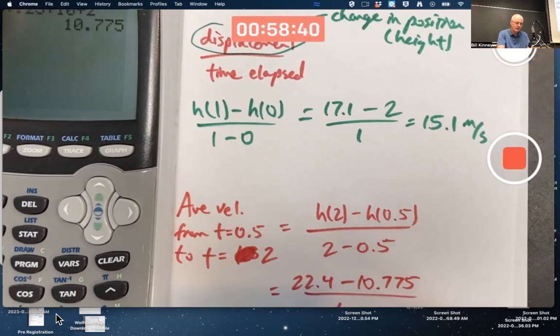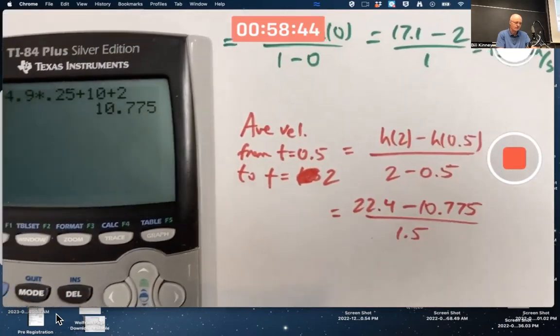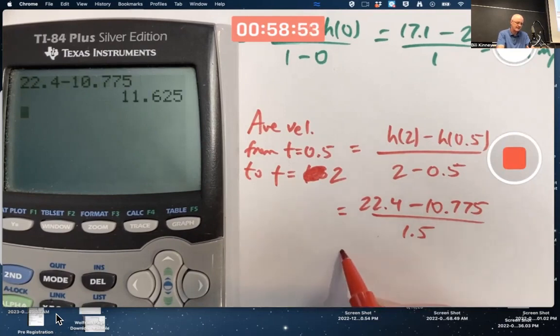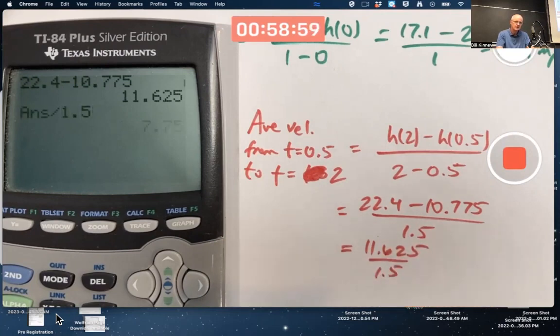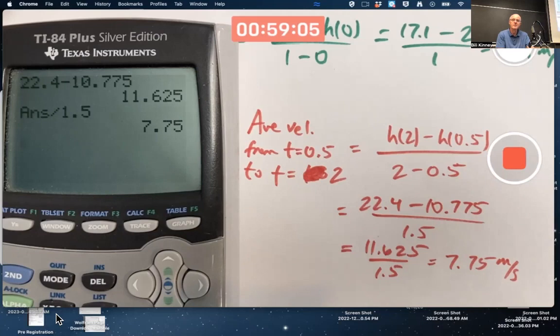Time elapsed is 1.5. The displacement is 11.625. The time elapsed is 1.5. So your average velocity is 7.75 meters per second over that time interval.